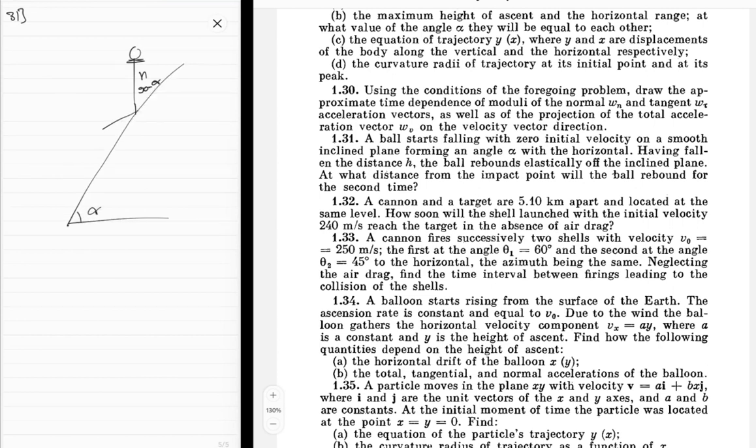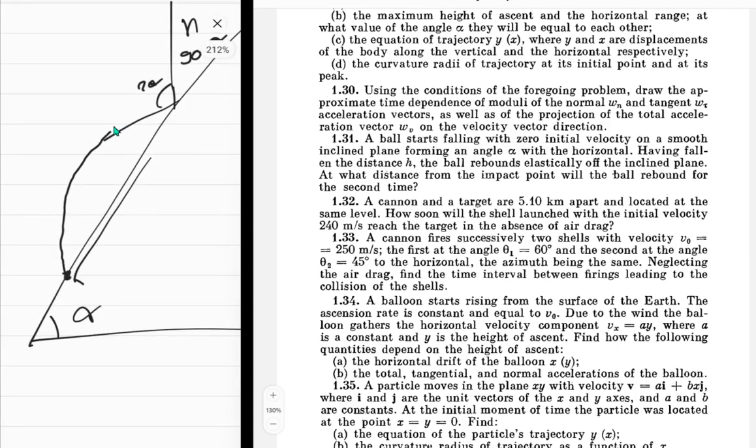So now it will be like this. Right, this complete angle is 2 alpha, and it falls like this, and then it goes like that. And yeah, so what's this distance? I think that's what they mean. Wait, 31. What distance from the impact point? Of course, this range. Fine. Will the ball rebound for the second time? So we just need to figure out. Oh yeah, so it's not that bad.